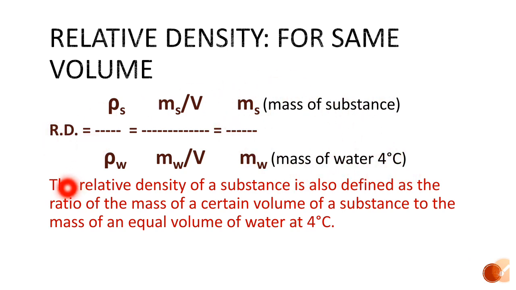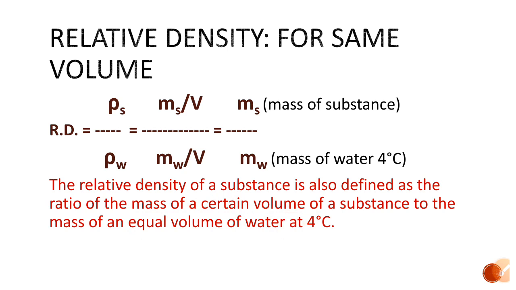So finally, in other words, we can define the relative density. The relative density of a substance is also defined as the ratio of the mass of a certain volume of a substance to the mass of an equal volume of water at 4 degrees Celsius. That means whatever the volume of the substance taken, the same volume of water is also taken at 4 degrees Celsius. Then the mass of that substance divided by the mass of the water gives the relative density. So this is another definition of relative density.